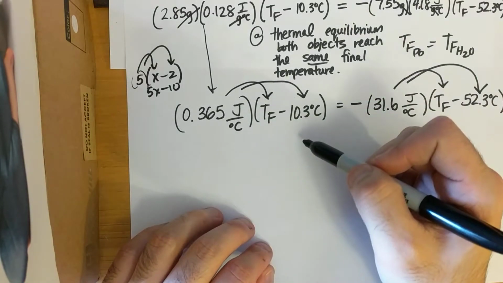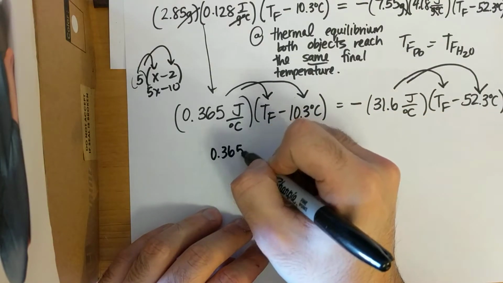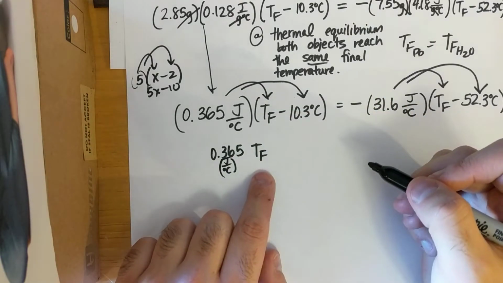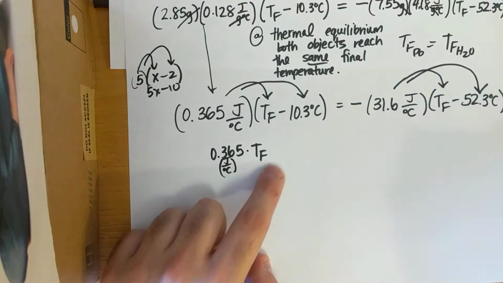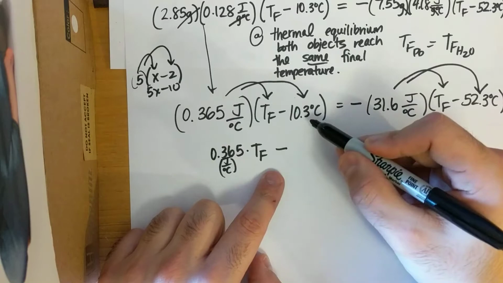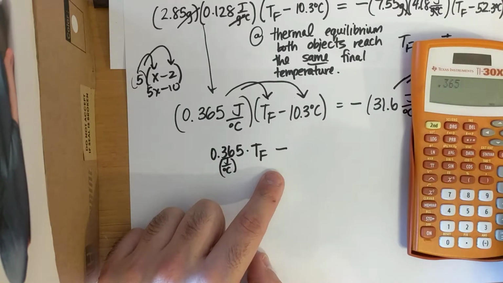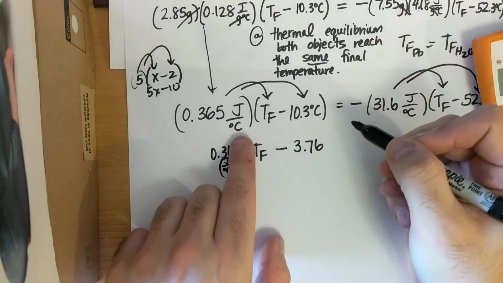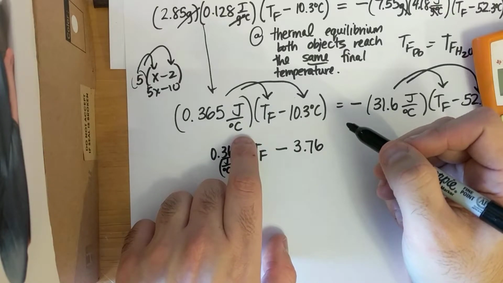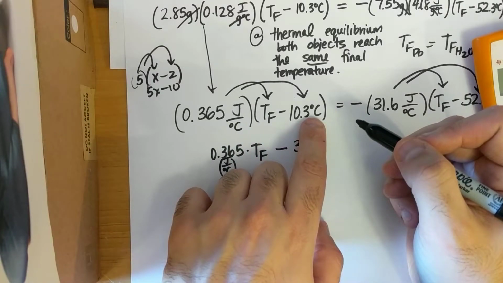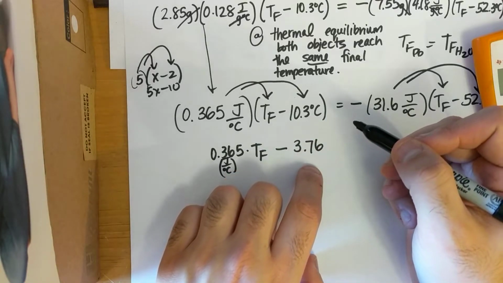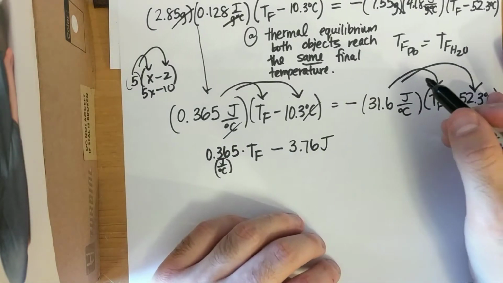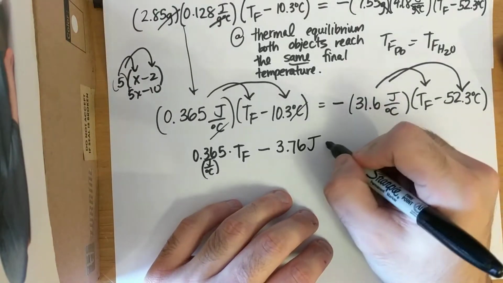So I'm going to show you that I'm going to distribute into the parentheses, and I'll get 0.365 TF, right? And of course, this is joules per degree Celsius. All right, that's the units. This is my variable now, TF, minus, because it's going to be 0.365 times 10.3, so 0.365 times 10.3, minus 3.76. Now this is joules per degree Celsius, and this is going to be multiplying times degree Celsius, so I will get joules left over here. They'll cancel out, don't worry. All right, so I'm just trying to keep track of my units.